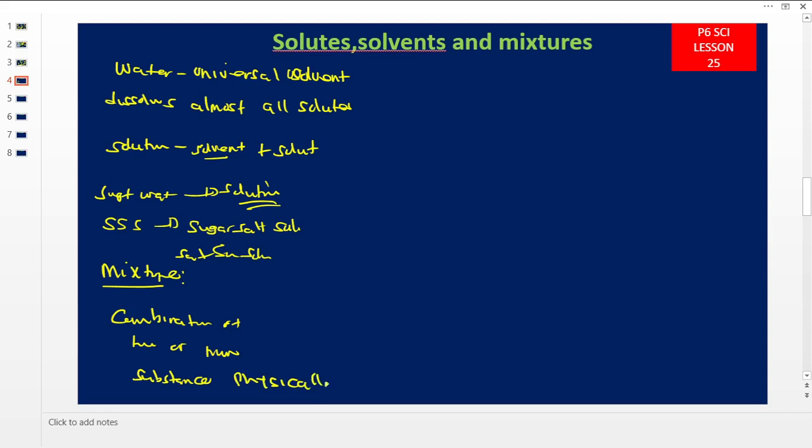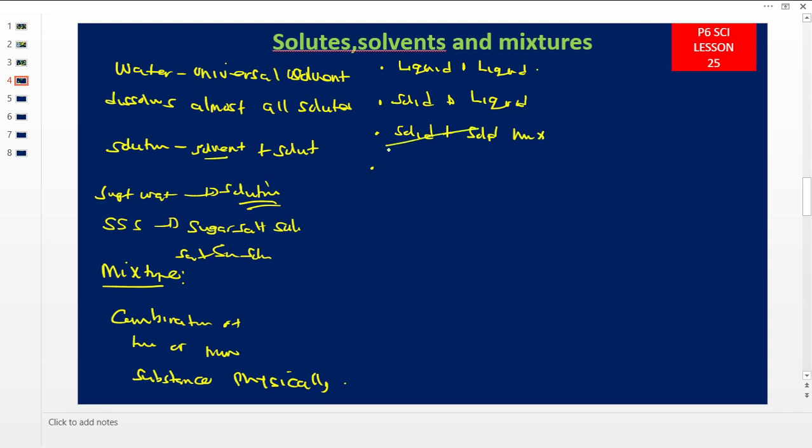You have to put this word here, physically. So it's a combination of two or more substances physically. Then let us look at the mixtures. We have liquid to liquid mixtures, then solid to liquid mixtures, then solid and solid mixtures. Those are three types of mixtures we do have: liquid to liquid, solid liquid, and solid.